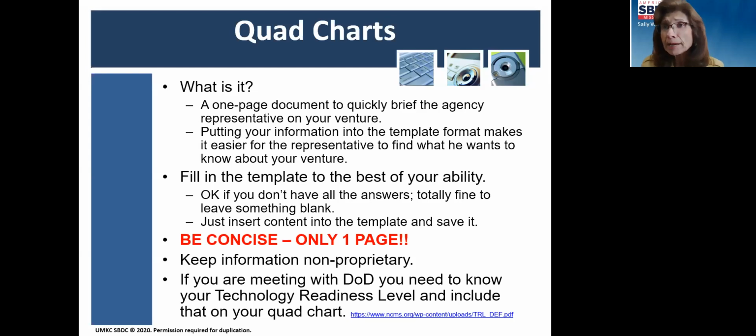Remember, you're a startup in many cases. Some of you may be from companies that have been more established, and some of you may have even gotten and had an SBIR award before. But my guess is most of you are startups and this is your first time through. It's a-okay. They understand that startups don't have all the answers. All you have to do is insert the content into the template and save it.